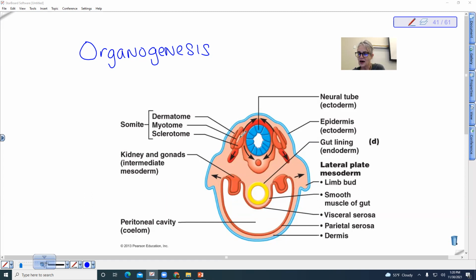We can also see that we have somites, which are muscles. So we also have muscle and connective tissue that are derived from mesoderm.